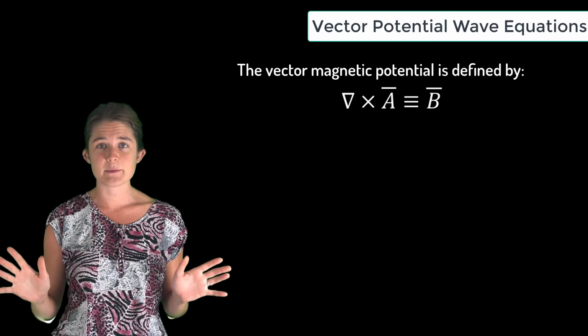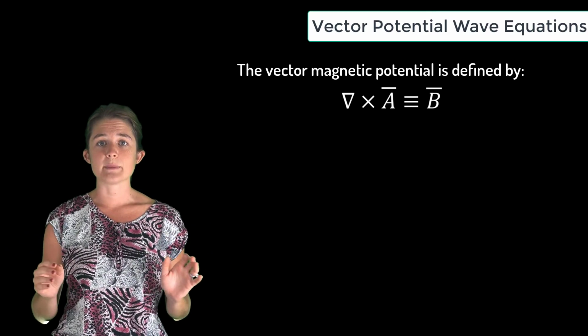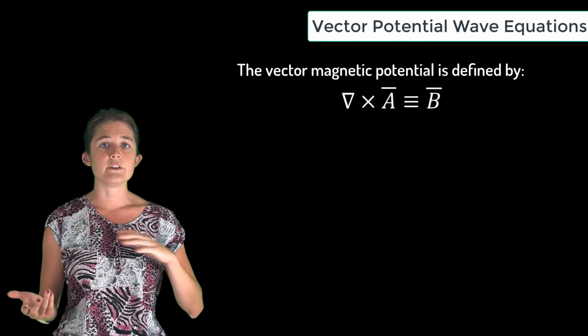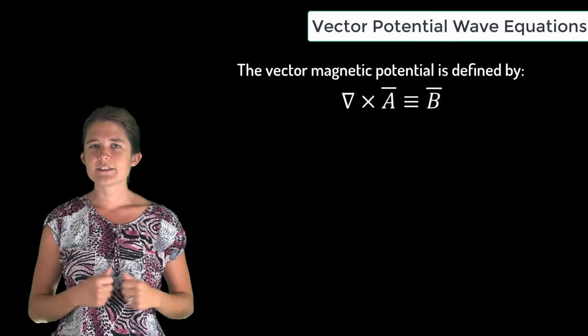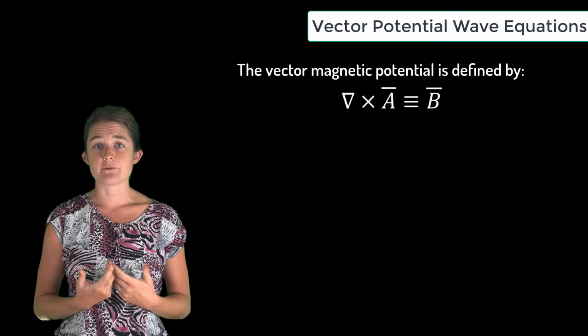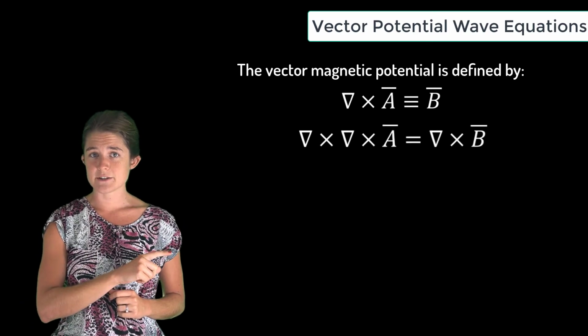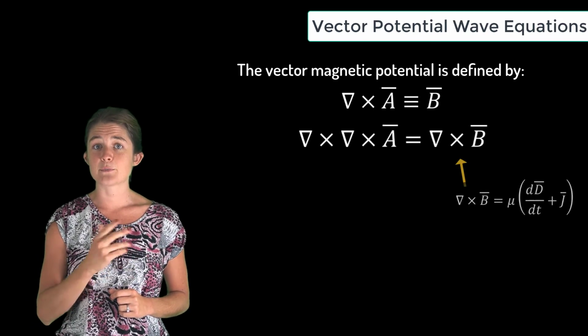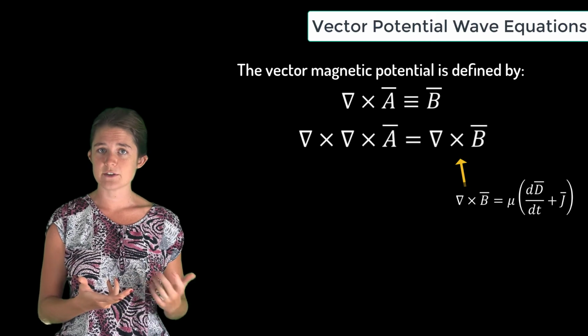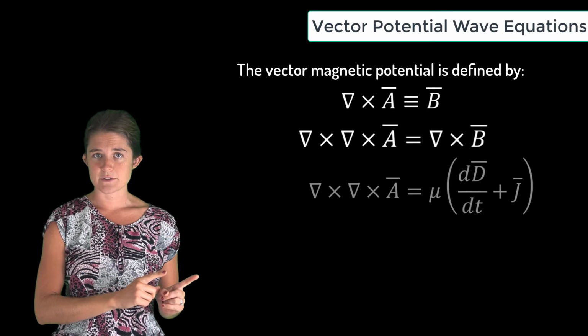A has no physical meaning apart from this. It's a completely made-up quantity that is only useful because if we find A, we can use it to find B. It turns out that we can also derive a wave equation for A. Watch this. If we take the curl of both sides of this definition and use Ampere's law to rewrite the curl of B in terms of the electric field, we get this equation.